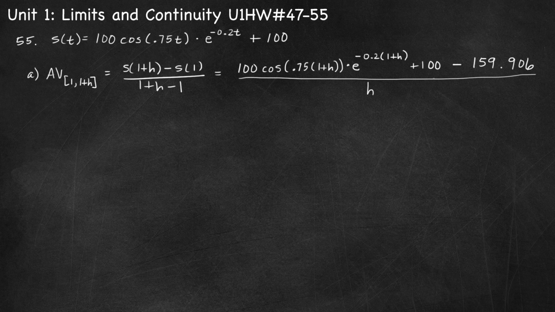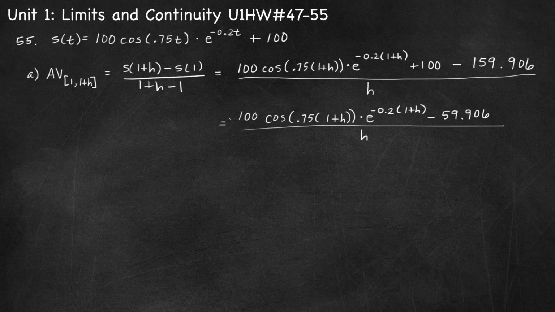We can simplify that a little bit. We can add the 100 to the negative 159.906. And so our expression for average velocity on this interval is going to be 100 cosine of 0.75 times 1 plus h times e to the negative 0.2 times 1 plus h minus 59.906 all over h.